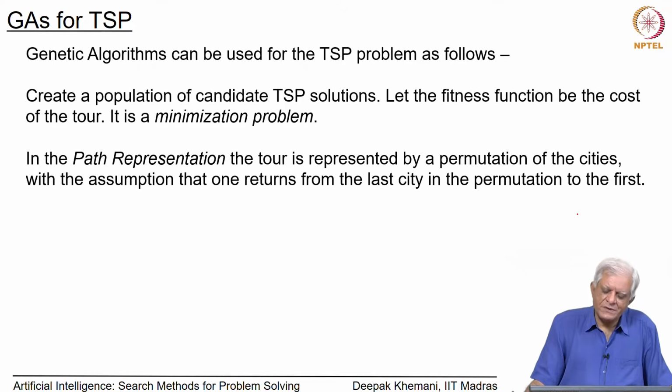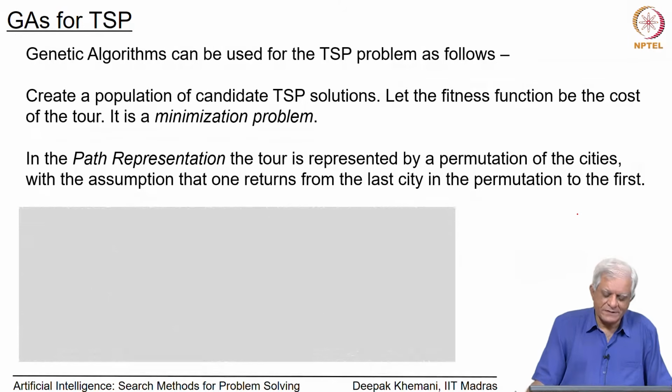So, we will use a path representation of the tour to start with, and in this path representation a tour is represented by a permutation of the cities, and the permutation simply says the order in which you are going to visit the cities in the tour, and the assumption is that from the last city in the permutation you move back to the first city, because it has to be a complete cycle, but you mention each city exactly once. So, every permutation is a tour essentially.